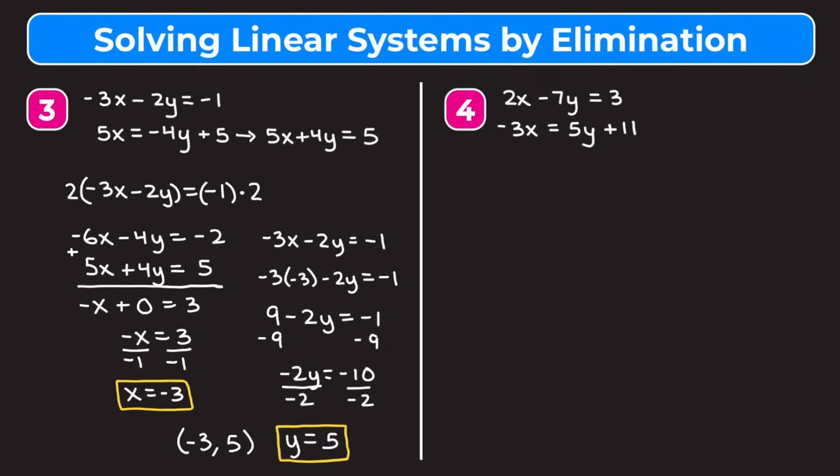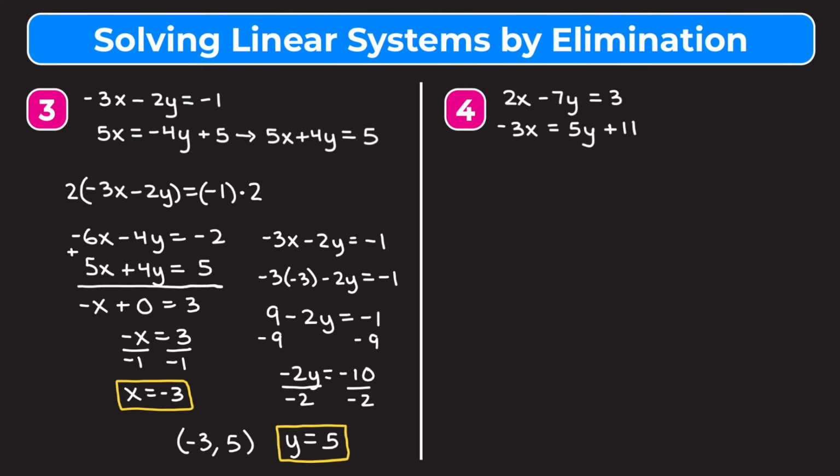So now let's take a look at example 4, which is a little bit trickier. So we have 2x minus 7y equals 3, and negative 3x equals 5y plus 12. And the reason this one is a little bit trickier is that 2 does not go into 3, and 5 does not go into 7. So it's hard for us to make our x terms opposites, and it's hard for us to make our y terms opposites. Luckily, we can still do it. It's just going to take an extra step.